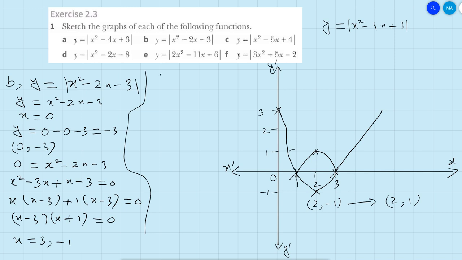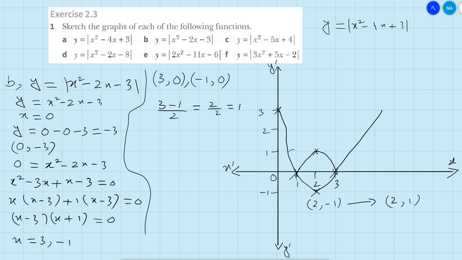So when x is 3, y is 0. When x is minus 1, y is 0. So these are 2 points. Now we have 3 points. One is 0 minus 3, then 3 0, then minus 1 0. Now we have to find the coordinates of minimum or maximum point. Just take both the values of x, that is 3, and the second one is minus 1, and should be divided by 2. 3 minus 1 is 2, and 2 upon 2 is 1.